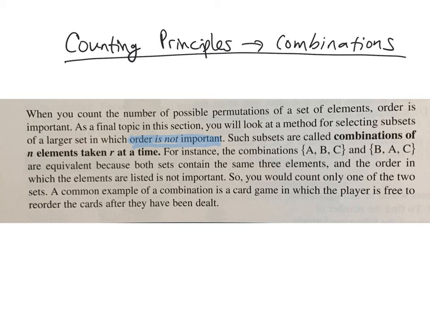For instance, the sets A, B, and C and B, A, C are equivalent because they both contain the same three elements. So you would only count those one time. A really common example and a good way to think about combinations is a card game. If you're dealt 5 cards, you can rearrange those 5 cards in any order that you want to. One hand would be only counted one time. The order that you arrange those cards is not important.